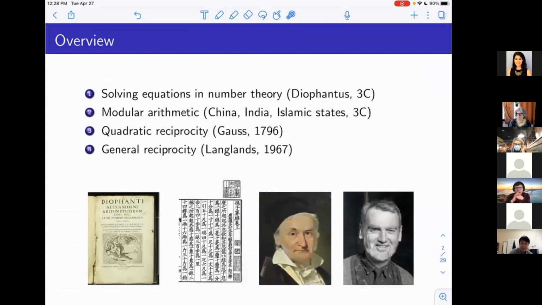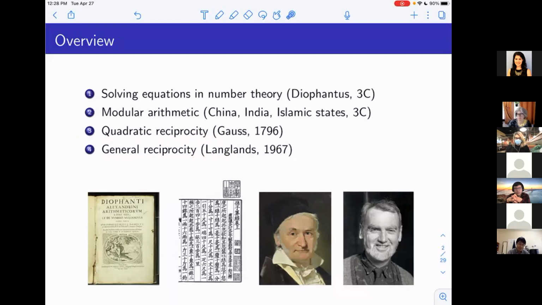And here's an overview of my talk. The first two sections will be background sections on solving equations in number theory and modular arithmetic. And the last two parts are going to be the main contents, quadratic reciprocity by Gauss and the conjectural general reciprocity by Langlands.